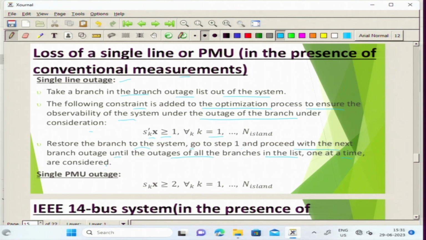So basically we are going to consider all the possible outages and see to it that bare minimum observability would be there. Then similar to the single line outage, let us also consider single PMU outage. In this case Sk(x) is greater than or equal to 2 for all the islands being considered.